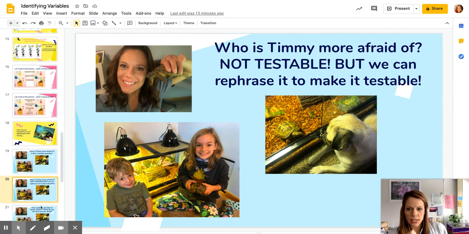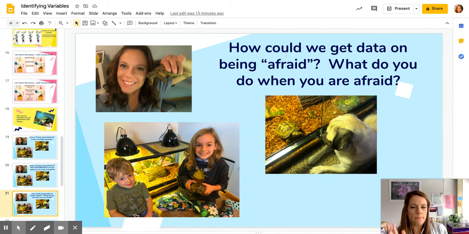Now, I was thinking about this. What kind of data could you gather in measuring if something is afraid? And this is where you kind of have to think about things when you're thinking of a question. What do you do when you're afraid? I know for me, when someone scares me, I fall down. I collapse in fetal position and scream. Timmy doesn't do that. He doesn't scream. He does kind of hiss a little bit. So that could be something that we could align with being afraid.